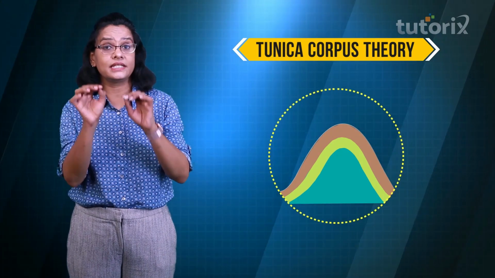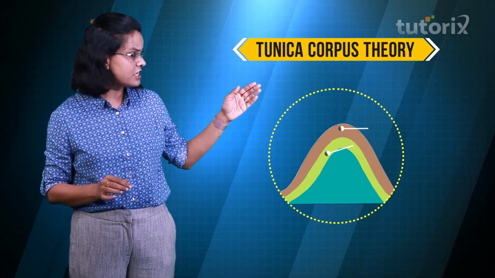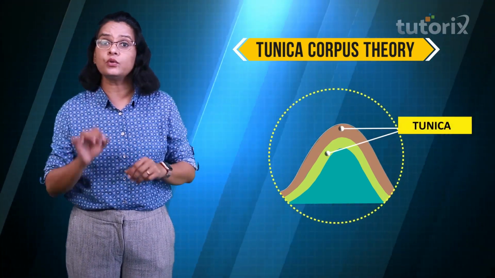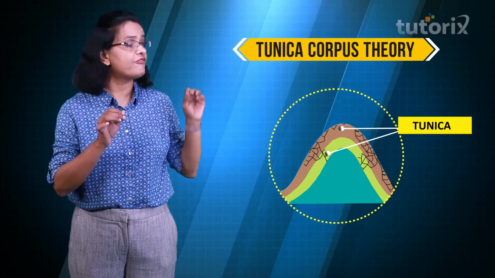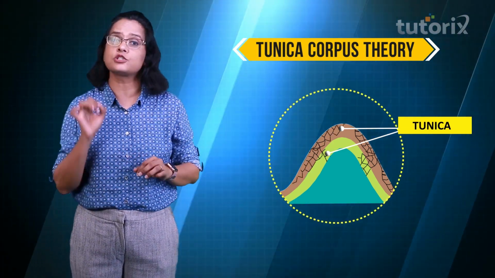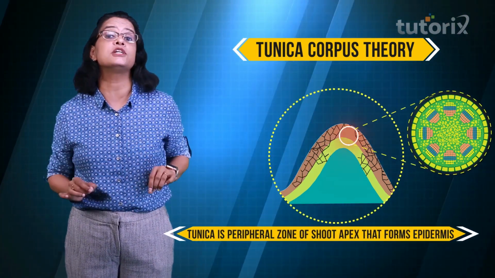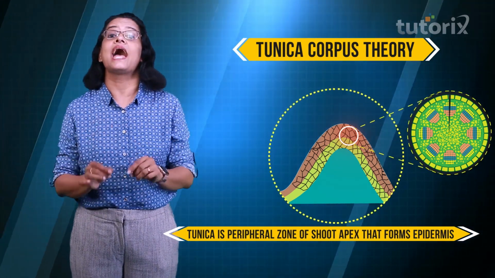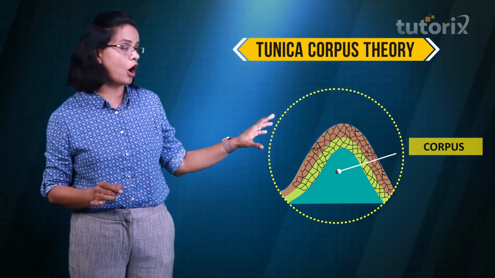According to tunica corpus theory, the entire shoot apical meristem is divided into two zones. These two zones are, first zone, the tunica. Now tunica is the outermost or the peripheral zone and is responsible again for formation of epidermis.